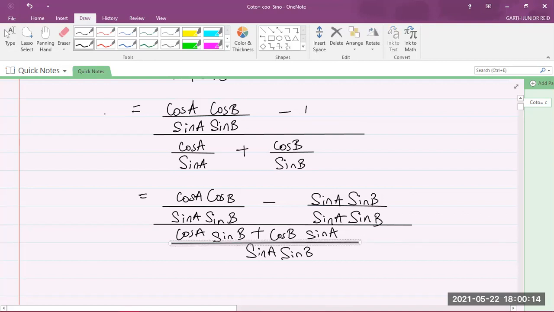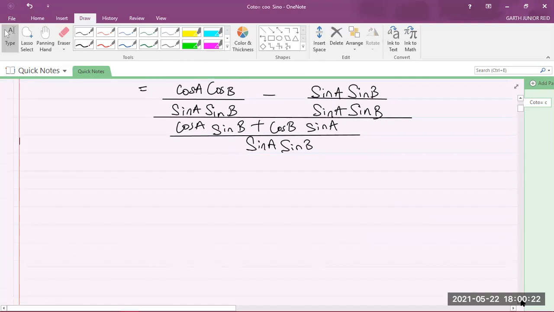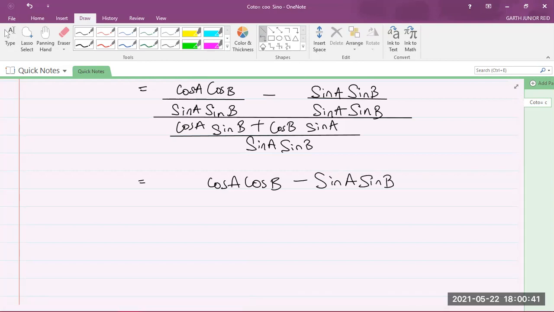All right, good. Just now continue. Let me scroll down a bit here so that we have more space. So this is now equal to, I can combine the numerators here. So I can now say that this is equal to cos A cos B minus sine A sine B, and I'm dividing that by the sine of A times the sine of B. That is my denominator there.